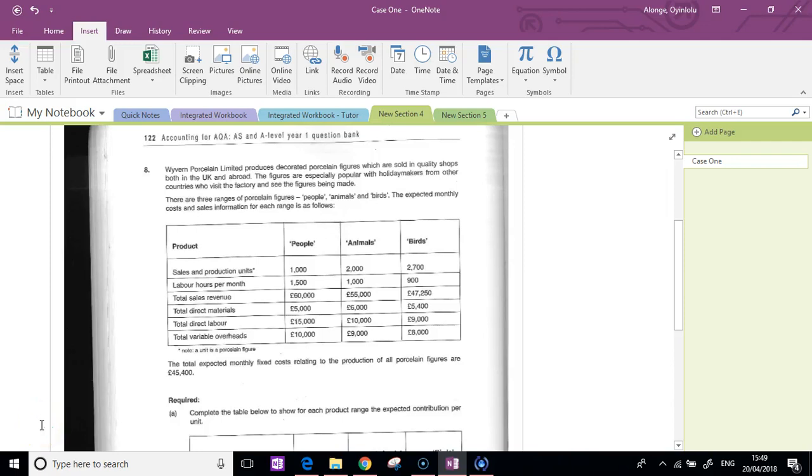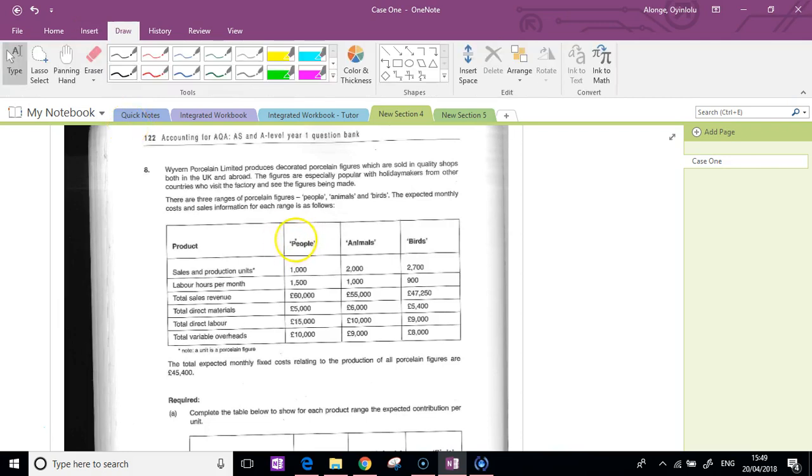Cool. Hi guys. Okay, so this is question 8 that hopefully you'll be doing this weekend. So let's just quickly go through. I'm just going to work on people, as in this one, on people, and then you'll just finish off for animal and birds. So let's read through what's happening here.